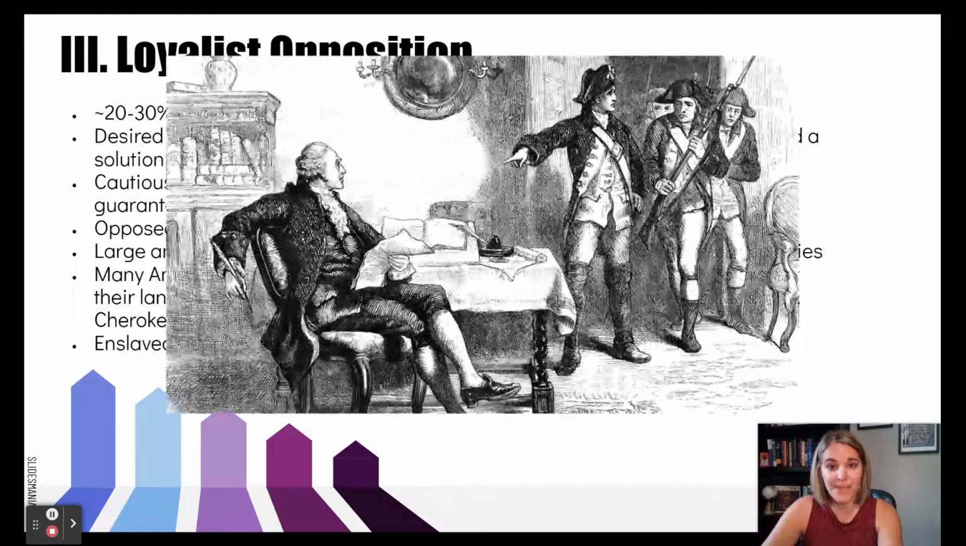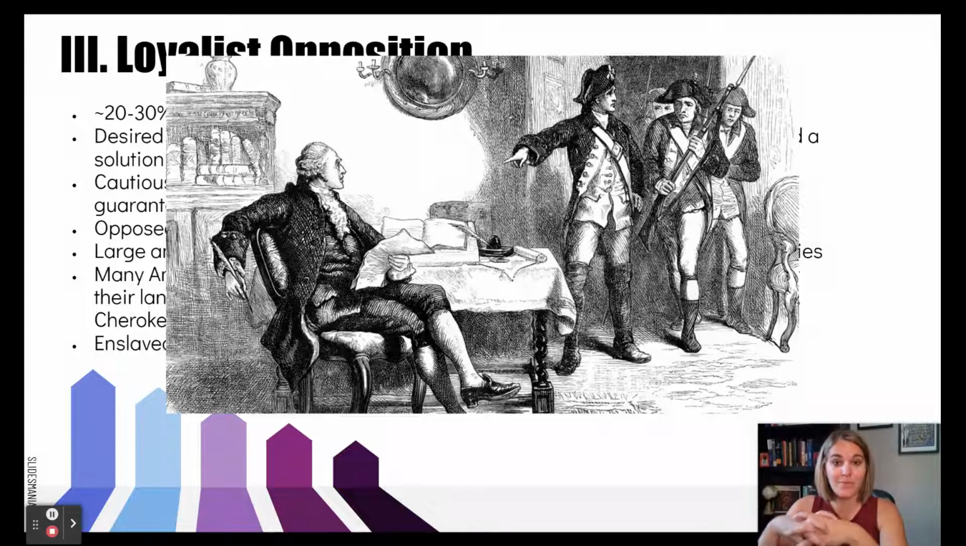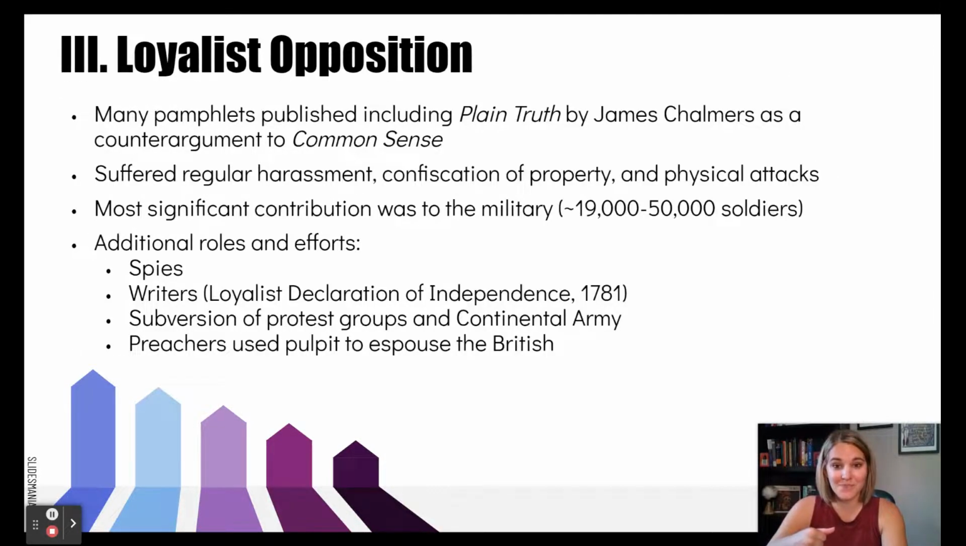One of the most famous Loyalists is actually Ben Franklin's son, William. The fact that William becomes a Loyalist ends up causing a severing in the relationship between Ben Franklin and his son William. This image here is the arrest of William Franklin for being a Loyalist.